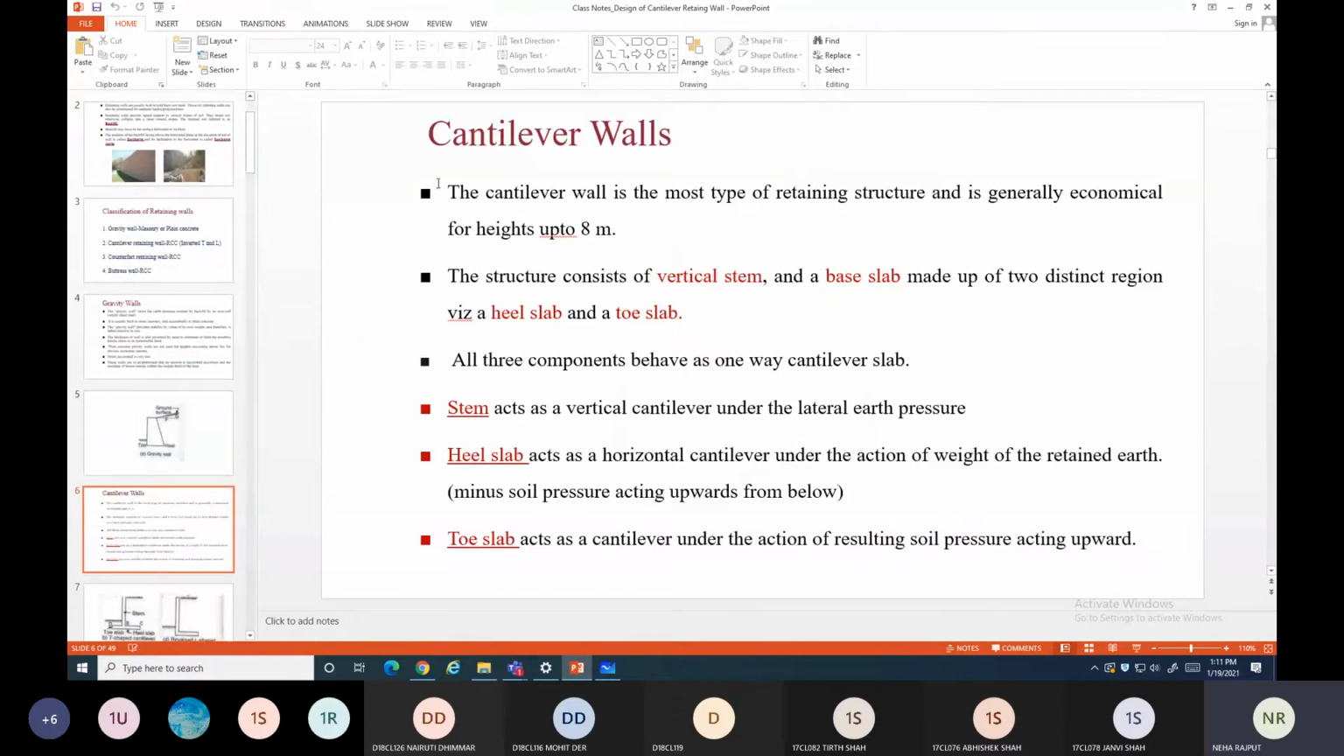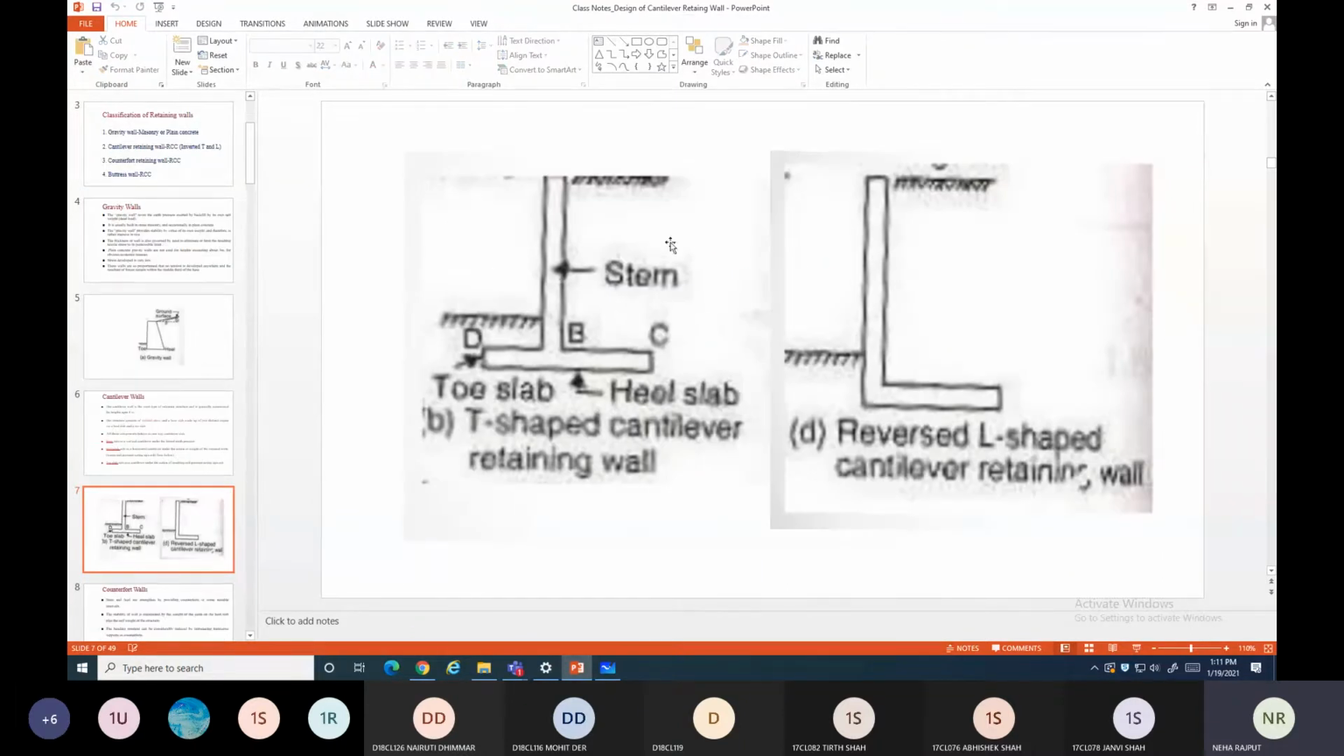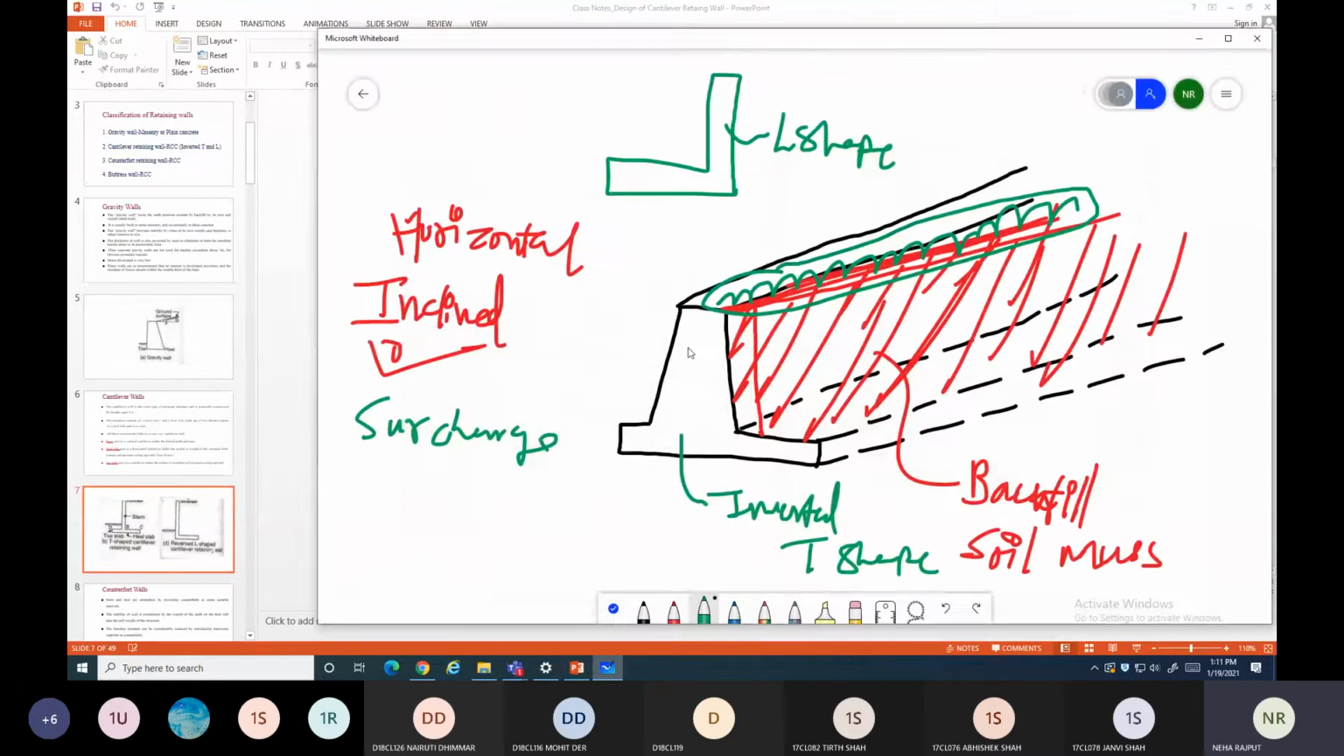Then the cantilever retaining wall. The cantilever retaining wall is the most common type of retaining structure and is generally economical for heights up to 8 meters. The structure consists of a vertical stem and a base slab made up of two distinct regions, which are the heel slab and the toe slab. So this is the cantilever retaining wall, where this vertical portion is known as the stem portion. Now this stem portion may be rectangular, or it may be trapezoidal like this.